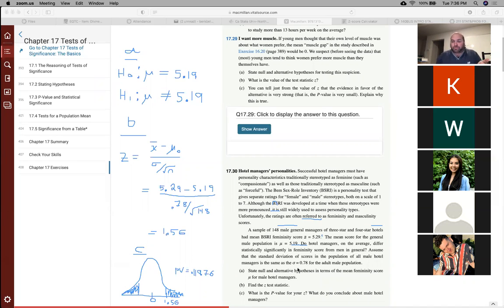So what do we conclude about this test? Do we reject the null hypothesis, or do we not reject the null hypothesis? We do not reject the null hypothesis. In other words, there is not enough evidence to support the claim that hotel managers are any different than regular men in this regard. The data does not support that.